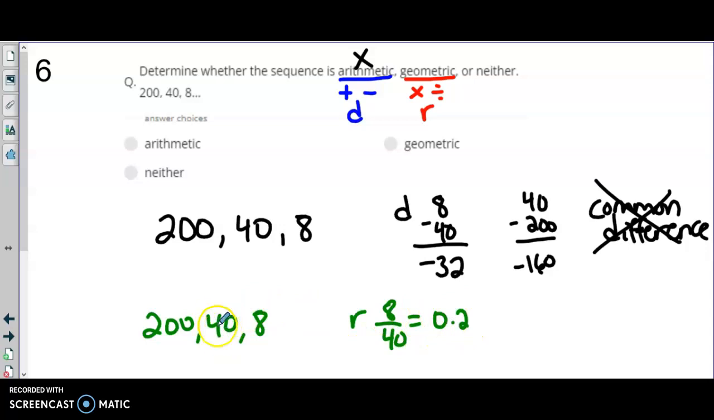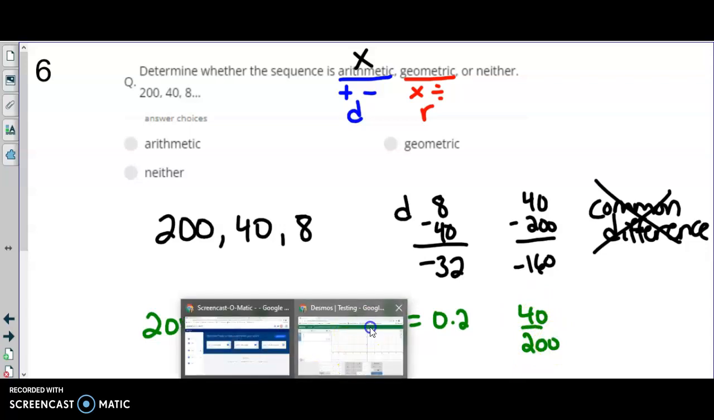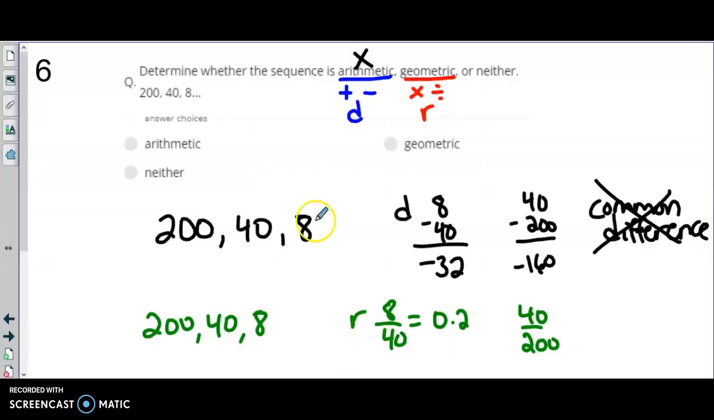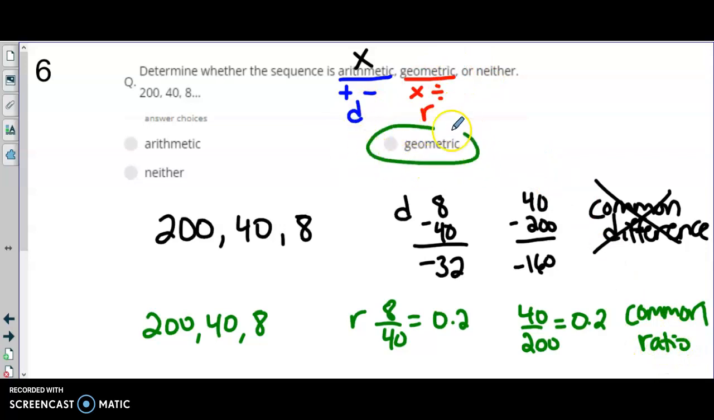And then we're going to do it for the next one, 40 over 200. And we're going to see what that equals. That also equals 0.2. So we do have a common ratio. And since we have a common ratio, we know that it must be geometric.